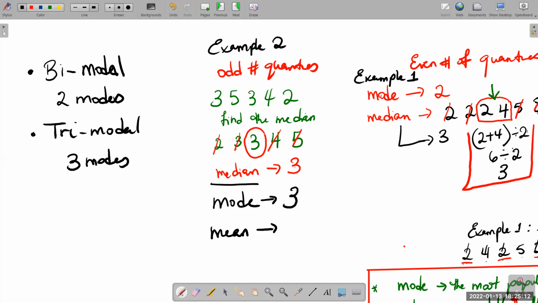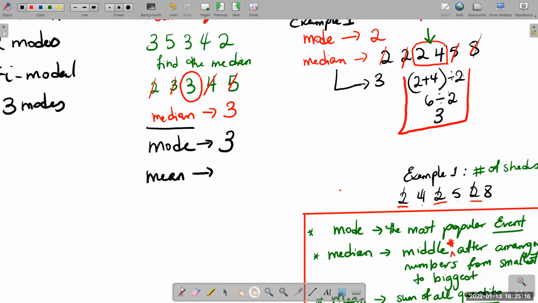We found the median, we found the mode. So how do we find the mean again? Simple again. We do the formula. Sum of quantities divided by number of quantities. Let's use quantities because we don't want to mix up the word quantities and number. So I see one person got the answer already. Anybody else have the answer?